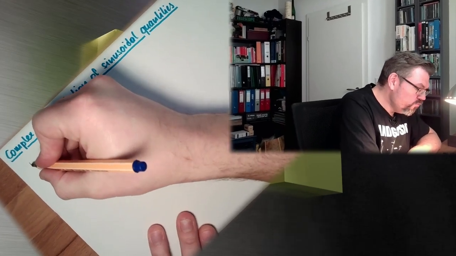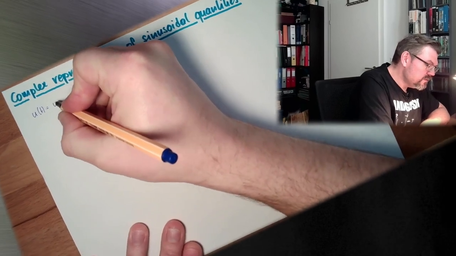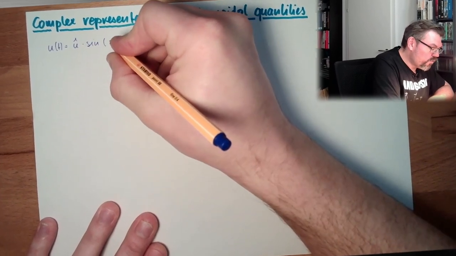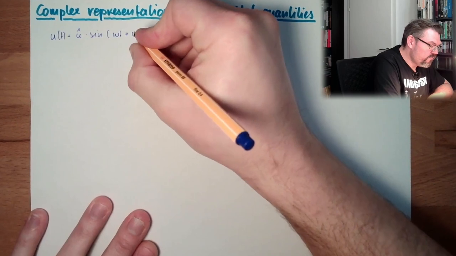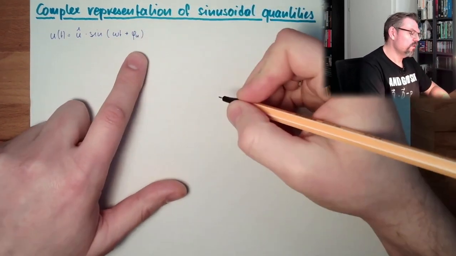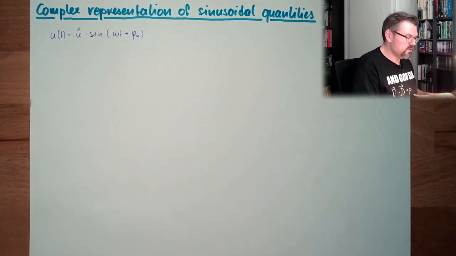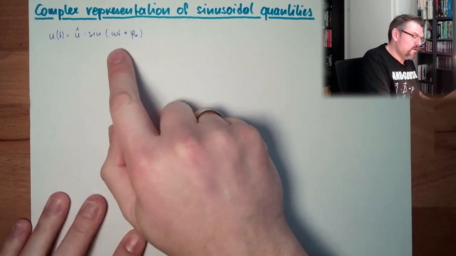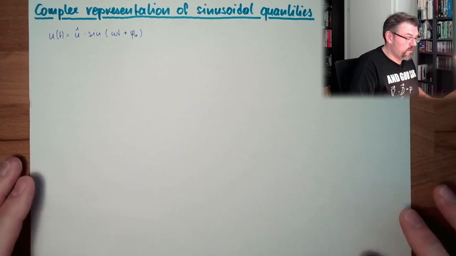So what is the reason why we have talked about complex numbers in the context of alternating current? Because actually for the alternating current, I am now using a voltage as an example. The formula was u of t equals some amplitude, some maximum value, multiplied by sine of omega t plus phi u. This was alternating current, right? A sine wave, with a certain frequency and a certain starting point.